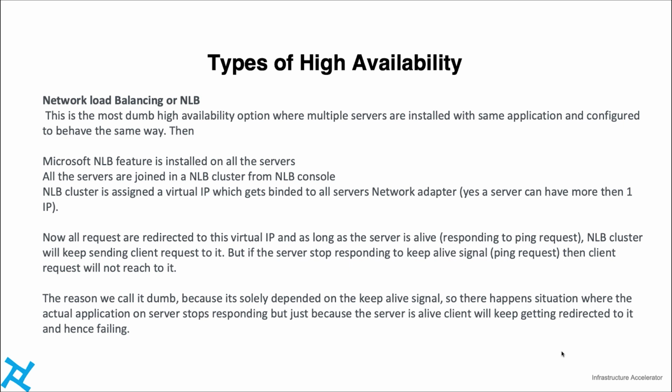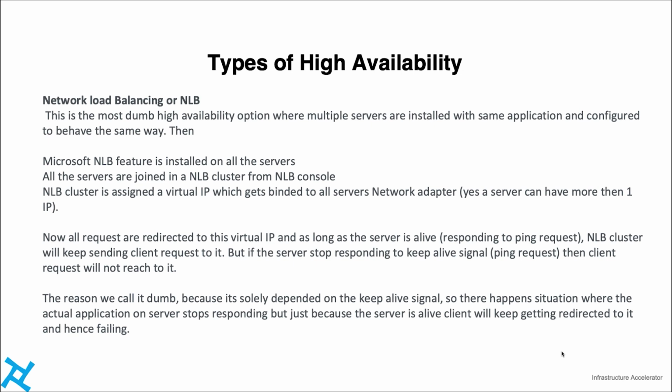So this NLB cluster acts as the front-end device which is receiving all the requests, and then it is sending it to both, or more than both, whatever the number of nodes in your cluster is, to all the servers behind it. Now all the requests are directed to this virtual IP, and as long as the server behind it is alive, that means it's responding to the ping request, the NLB cluster will keep sending client requests to it. But if the server stops responding to the keep alive signal, the ping request, then the client will not reach it. The reason we call it dumb is because it's solely dependent on the keep alive signal.